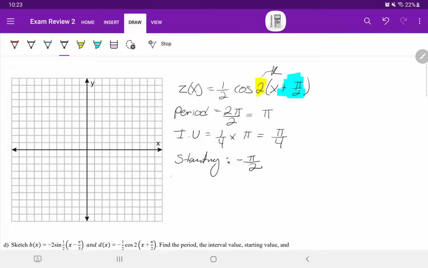And then define my other grid points, my other grid values. The first one is negative pi over 2. Okay, that's my starting. And I'm going to put that right on my coordinate plane. Negative pi over 2. To find the next one, I'm going to add the interval value, which is pi fourths.